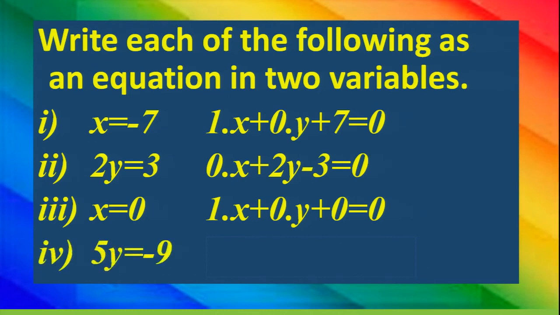Then next comes 5y minus 9. Now here again x is absent, so its coefficient must be 0. So we can write this as 0 into x plus 5 into y minus 9 equal to 0, where a is 0, b is 5 and c is minus 9.